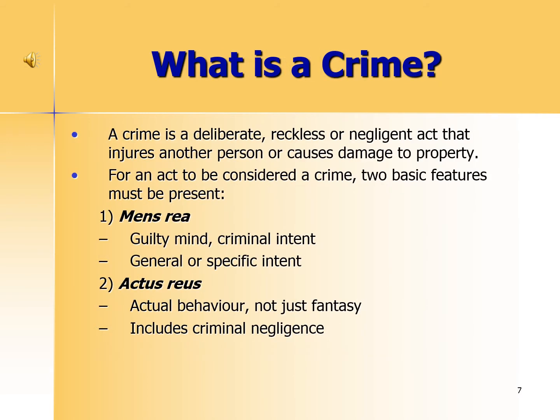Another important aspect of criminal law is defining what exactly is a crime. A crime can generally be defined as a deliberate, reckless, or negligent act that injures another person or causes damage to property. Now, for behavior to be considered a crime, there have to be two basic features, and these are defined in Latin terms. There's what's called mens rea, and that basically means that the offender has to have a guilty mind. There has to be criminal intent involved.